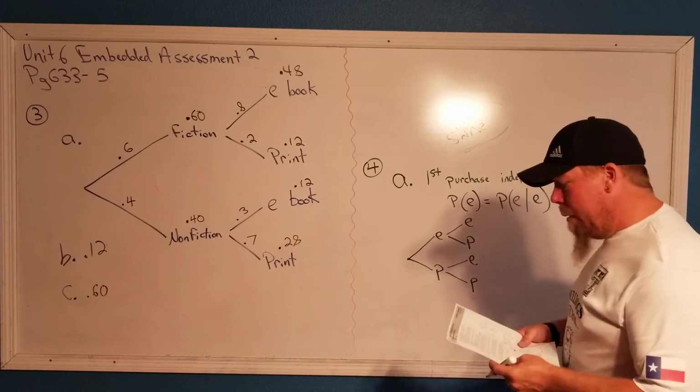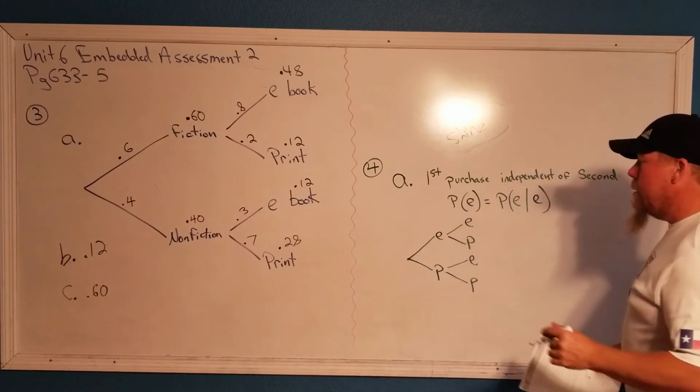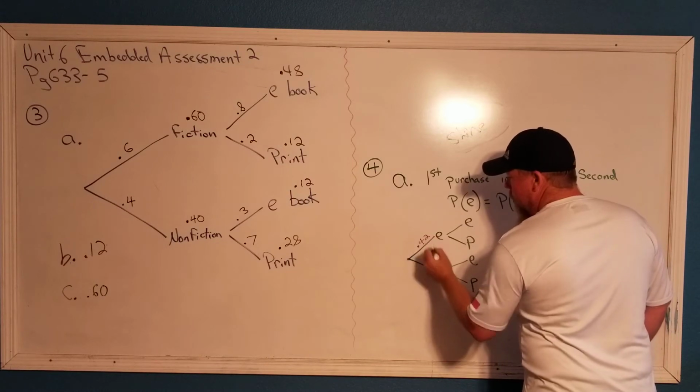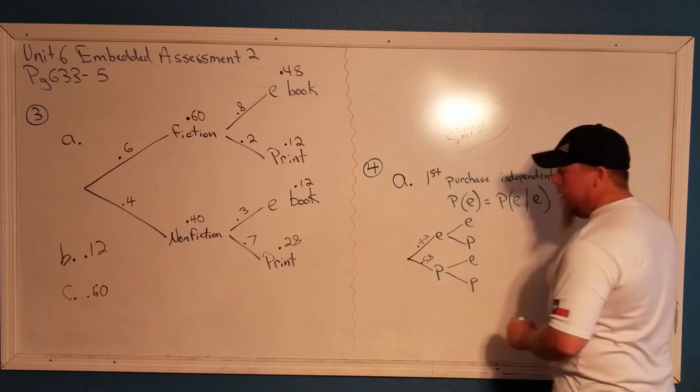42% of the books are available as ebooks. Diane will select 2 books at random from Company B's website. So here's what I'm going to do. I'm going to put my 0.42 right here, 0.42, because that tells me 42% electronic. That means 58% of them are in print.